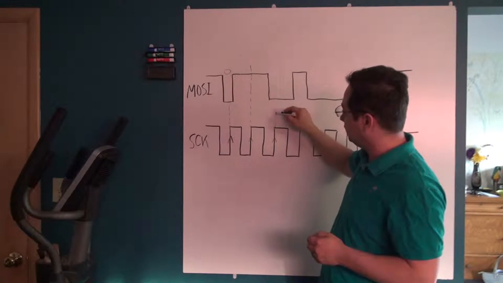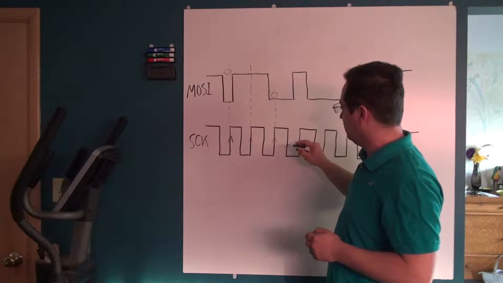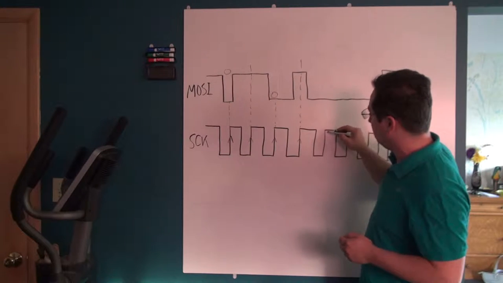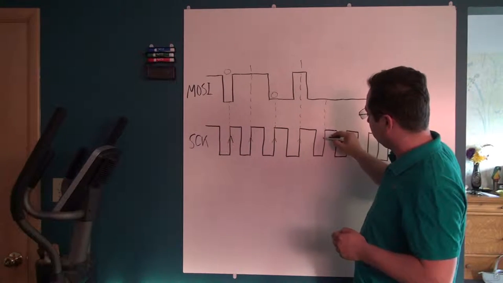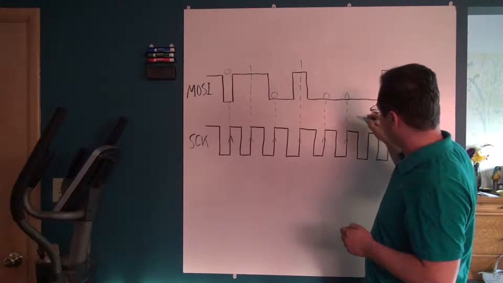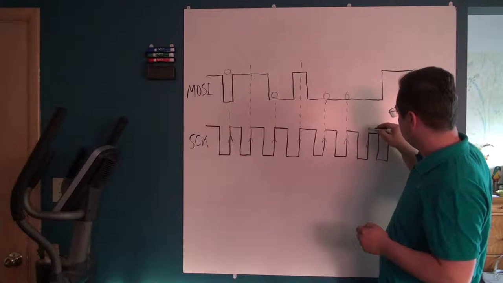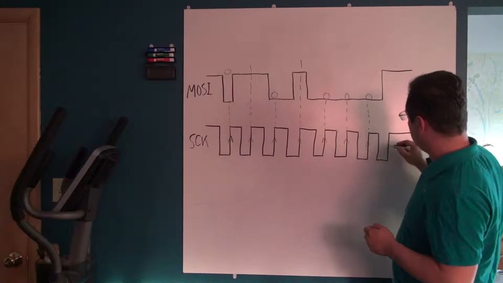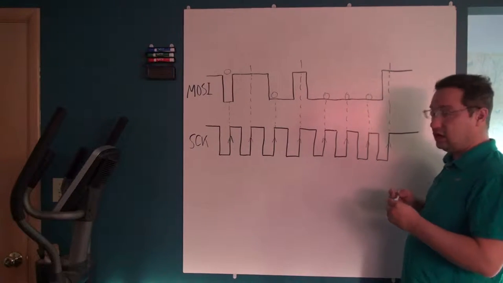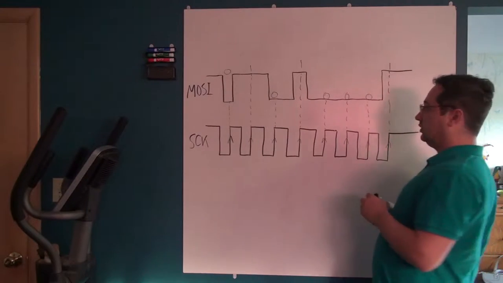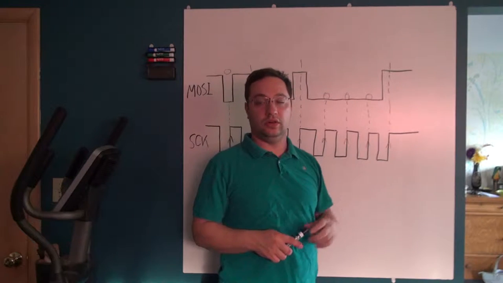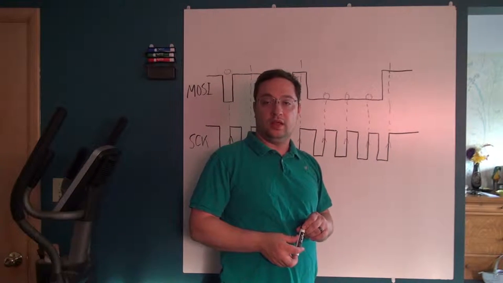Right here, this is read as a 0. This one is read as a 1. Then 0, 0, 0, 1. And then finally at the end, both the clock and data line go idle as they sit high.